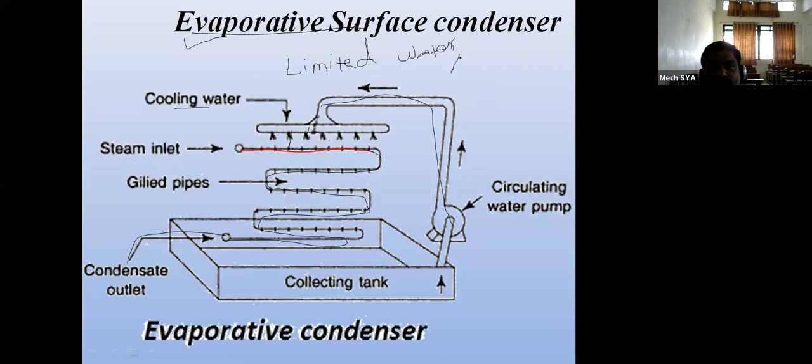Understood. So it is used where limited water is available. Inside the grilled tubes, steam is flowing and water is sprayed from above, and these droplets cool the steam, and the steam is taken at the condensed outlet. The water is collected and reused again and again. Understood? Please reply.